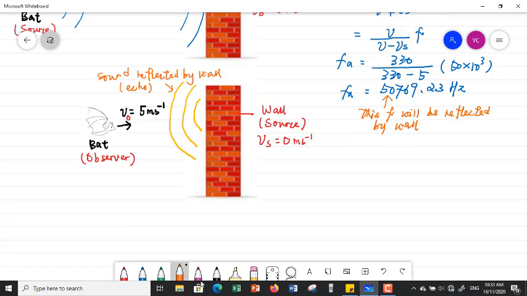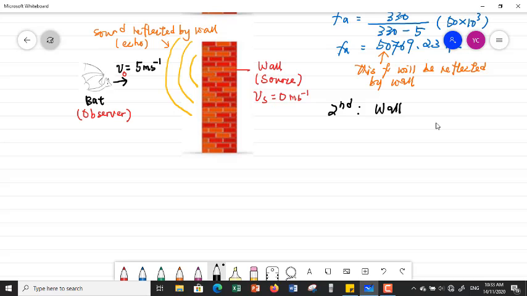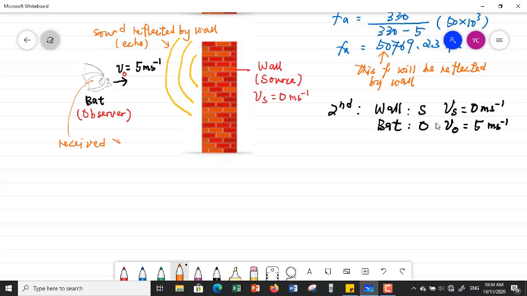Then only we calculate the apparent frequency that will be received by the bat as the sound is reflected by the wall. So the wall now will act as our source. The speed of the source will be 0. The bat will act as our observer. Speed of observer is 5 meters per second. So the bat will receive the echo, the sound wave reflected by the wall.